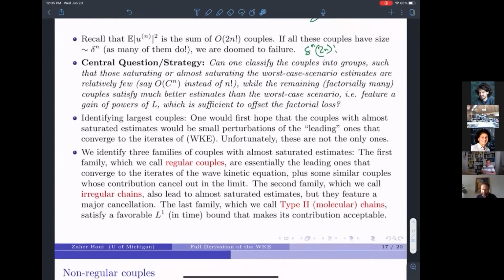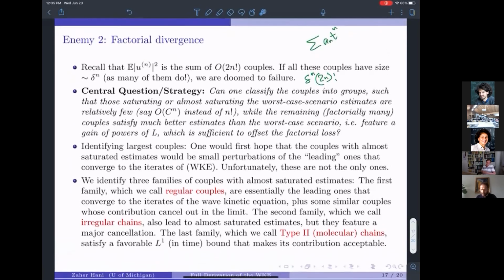Okay. And the last family, which has almost saturated estimates, is what we call type 2 molecular chains. Again, I have to apologize here. I cannot give you all the details on those for lack of time. And those, while they also satisfy almost saturated estimates, have a favorable L1 in time bound, which makes their contribution acceptable.